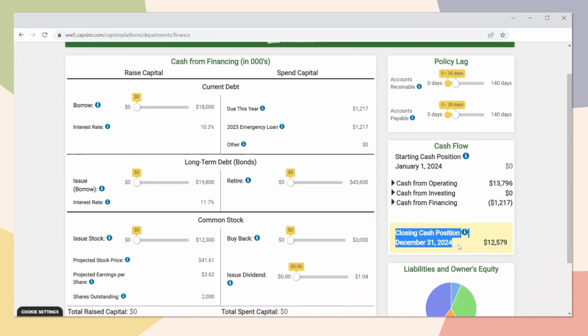If I'm substantially lower than what I need, then I must borrow money either with current debt, long-term debt, or issuing stocks. Remember, your cash flow position and projected revenue is all based off of your forecasting. So accurate forecasting is crucial.